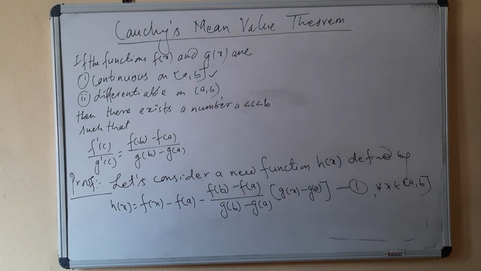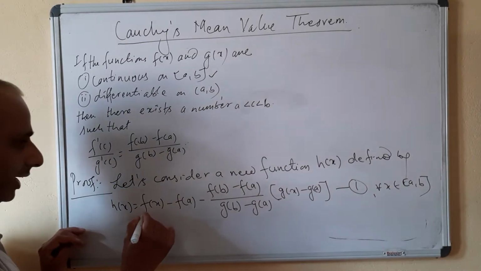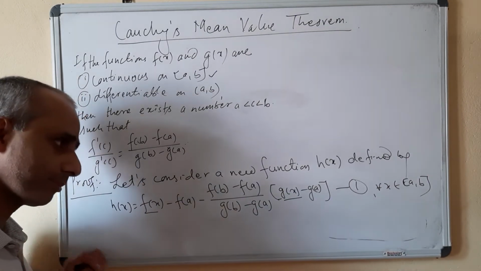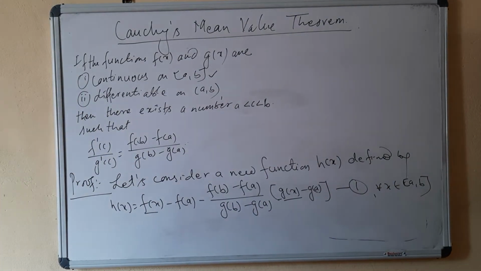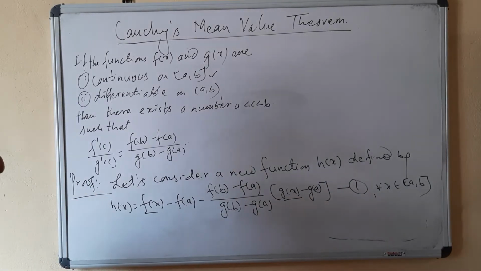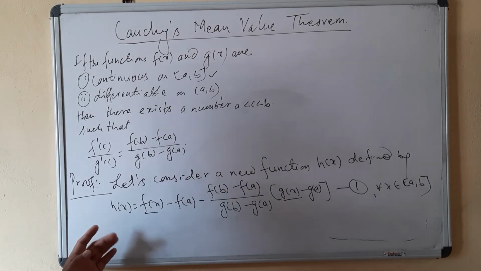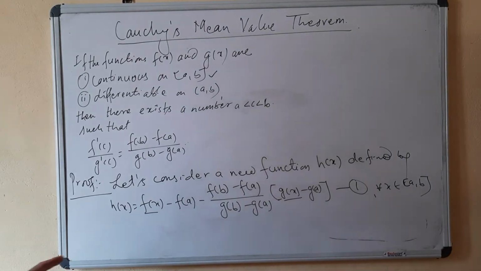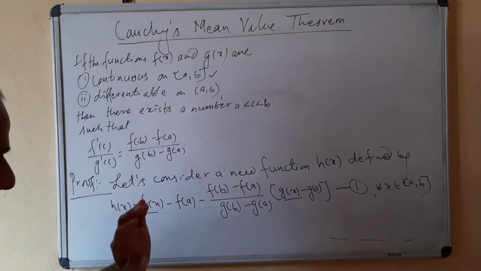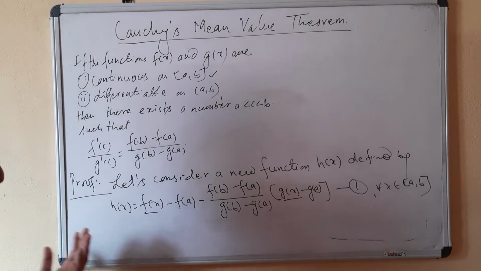We have defined h(x) in terms of f(x) and g(x), as you can see clearly here. And we are in search of a function which satisfies Rolle's theorem. In Lagrange's theorem also we did the same thing. Here also we are defining the function so that h(x) will fulfill the conditions of Rolle's theorem. And let's see whether it will fulfill them or not.